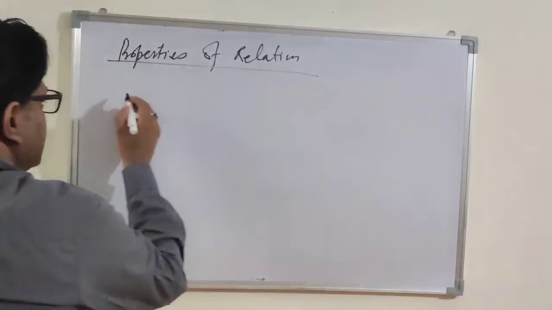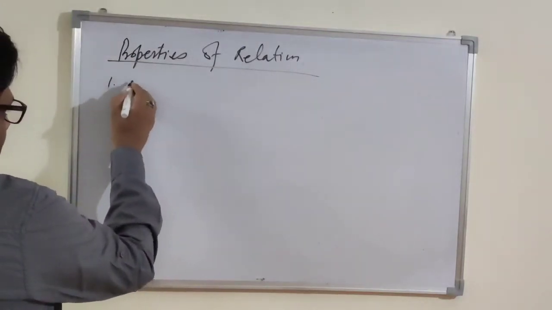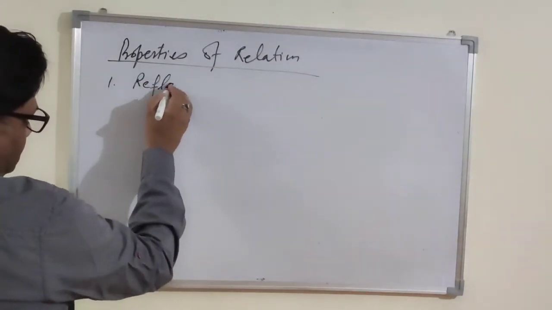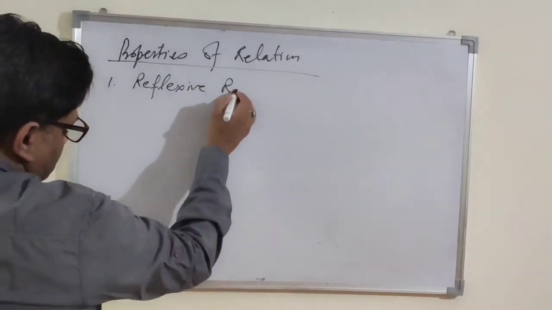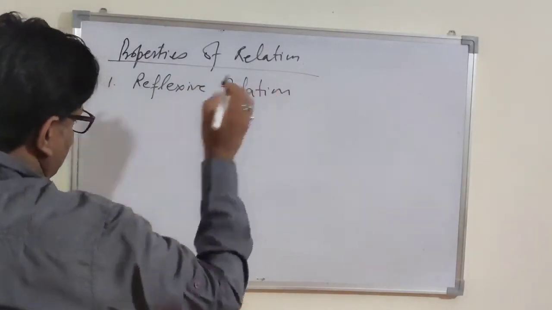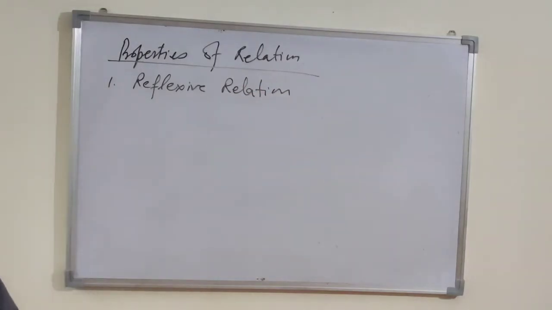The first property is reflexive relation. Here there are four properties: reflexive relation, symmetric relation, transitive relation, and antisymmetric relation. So first of all we start from reflexive relation.